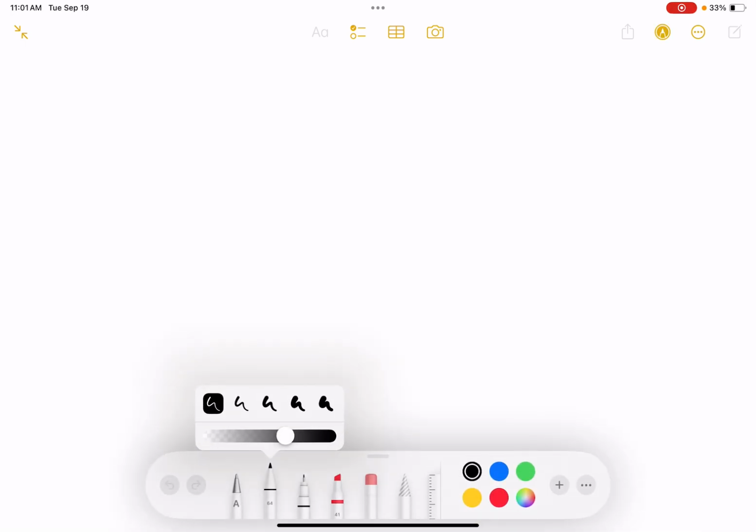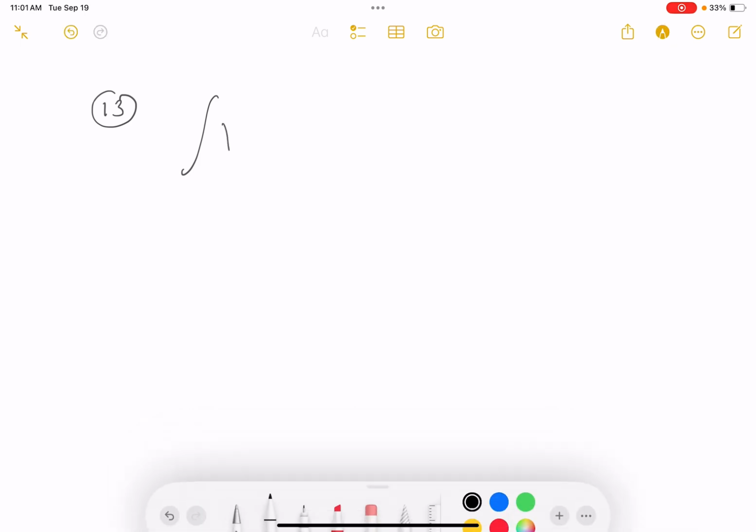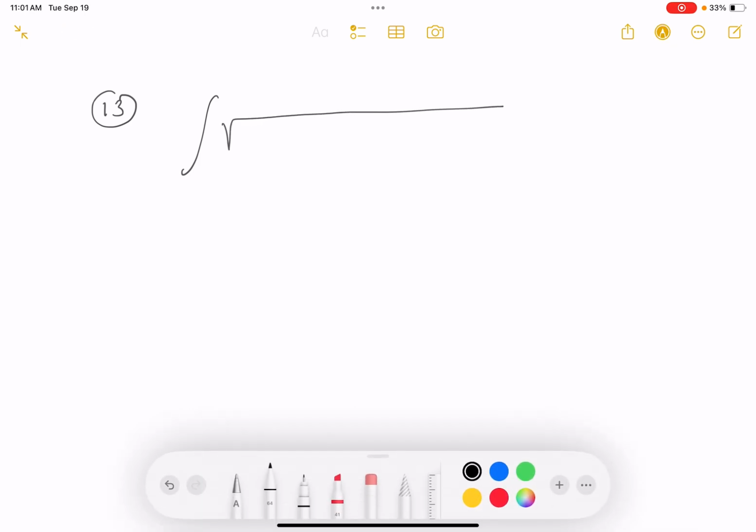All right, let's talk about what this problem is. It's problem number 13. And it looks like a really tough integration to me. Looking at it, you say, where do you start? Let's write this down over here. It's something that looks really bizarre.